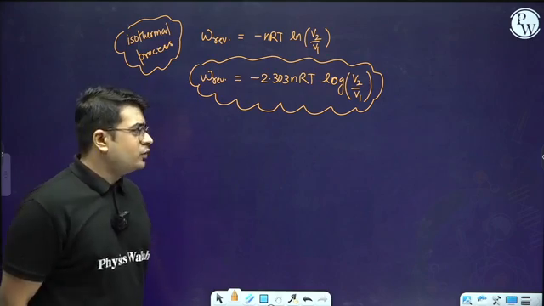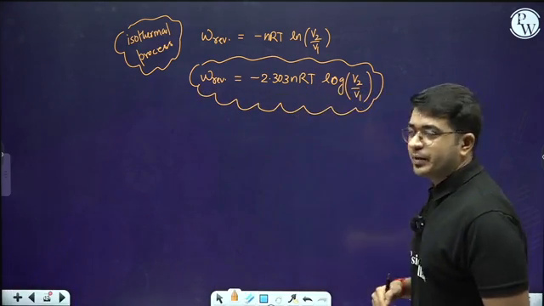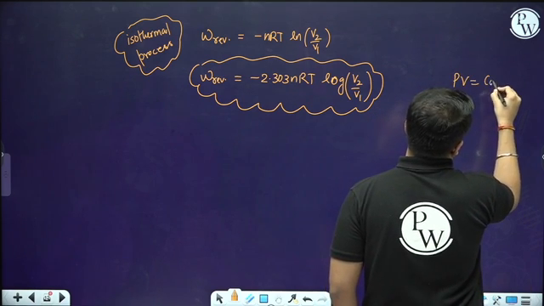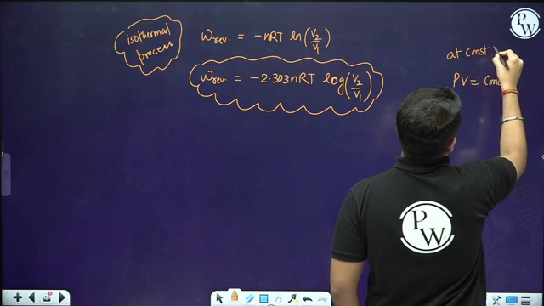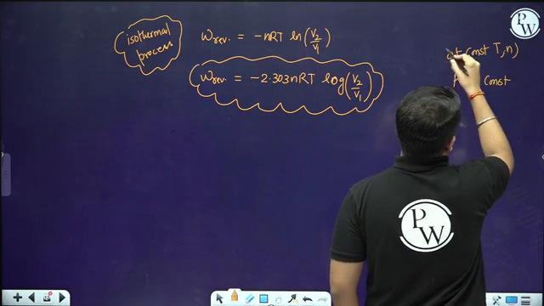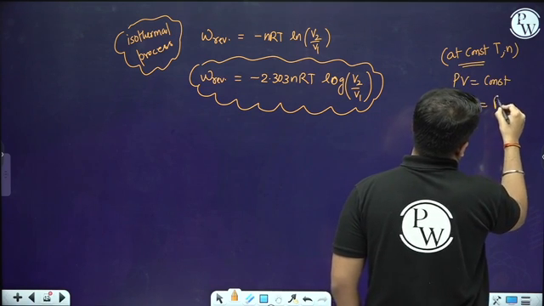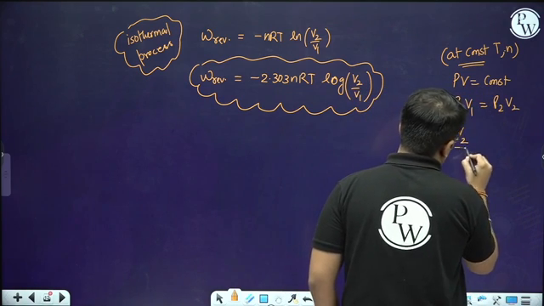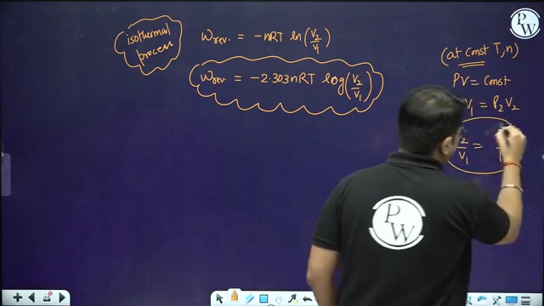Is there any other way you can convert this entire part? So yes, for constant number of moles and constant temperature, we have a relation which is PV equal to constant at constant temperature and amount of substance. We know this particular part. It means P1 V1 will be equal to P2 V2. If that holds true, we can say that V2 over V1 will be equal to P1 over P2.